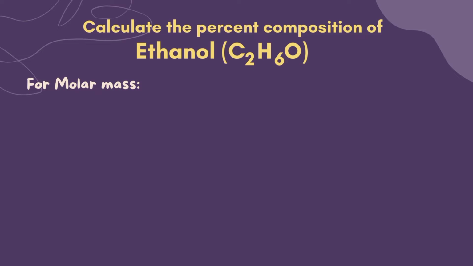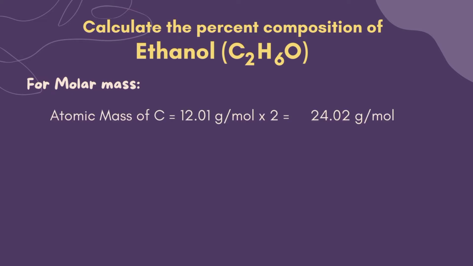Now, let us calculate the percentage composition of ethanol. First, let us determine the molar mass. From its chemical formula, we know that it has 2 carbon atoms, 6 hydrogen atoms, and 1 oxygen atom. By looking at the periodic table of elements, therefore, you should have a copy of it, you can determine that the atomic mass of carbon is 12.01 gram per mole times 2 because we have 2 carbon atoms. The product is 24.02 gram per mole.